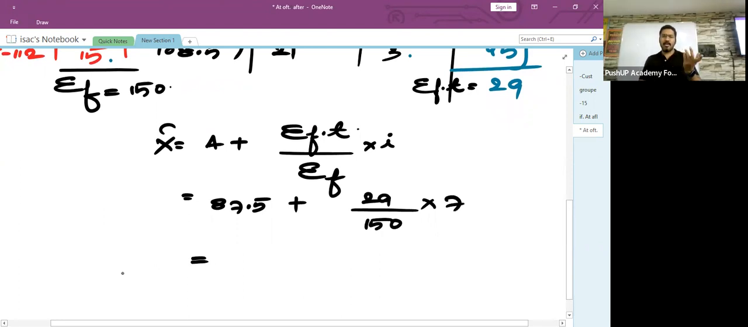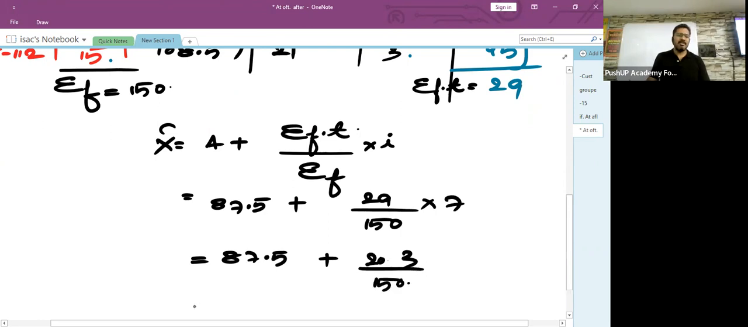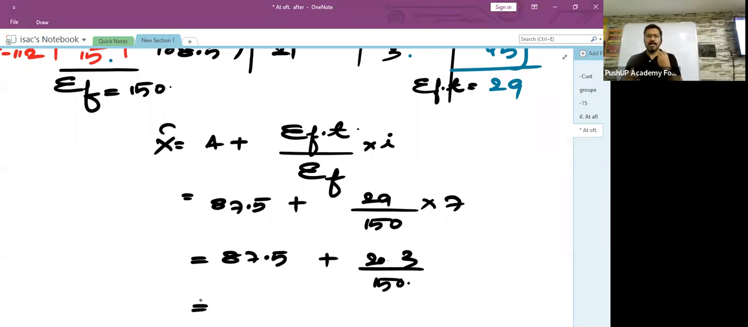Now children, 29 and 7 are both prime numbers, not divisible by 150. So the only way out is to find the product of 29 and 7. How much is it? 203. 203 divided by 150. Very simple it is, children. Just divide 203 by 150 and get a value up to 2 decimal places. And then we will round it off to 1 decimal place.